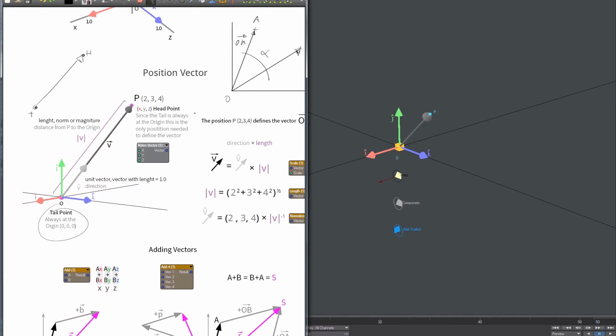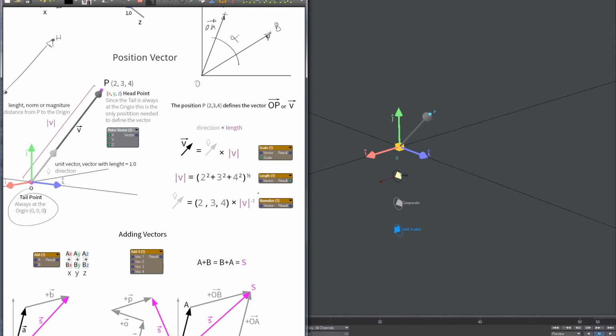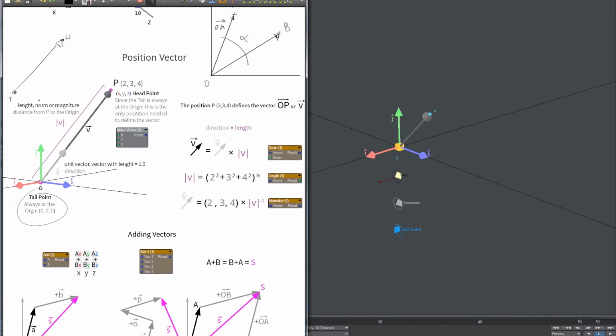Now there are things that can be inferred from a position vector. So there's a length, and we can check that length with the length node. Basically the length is just length, norm, or magnitude. It's the distance from the head point to the origin. So this is something that we can check for.